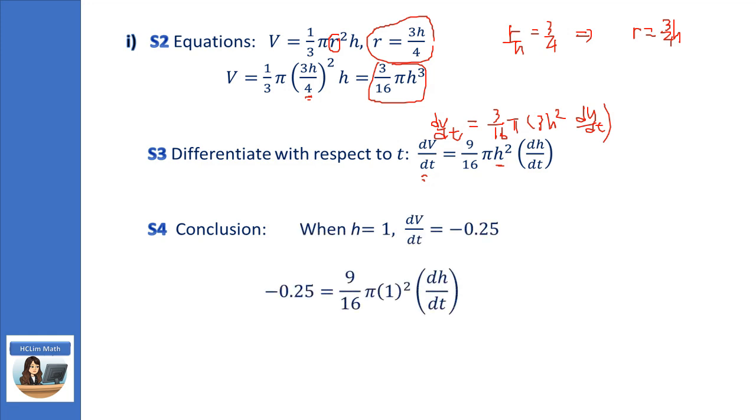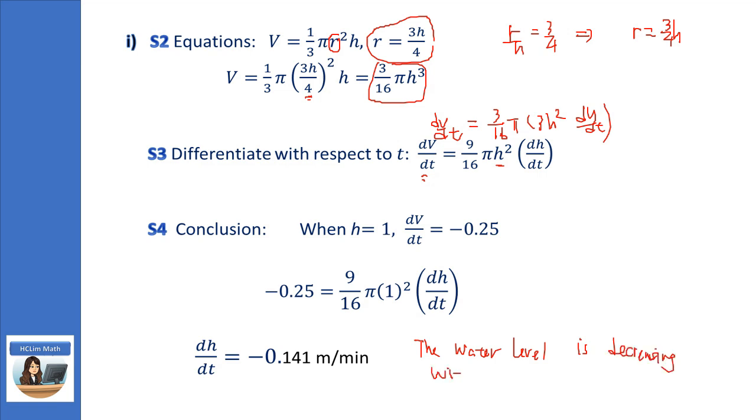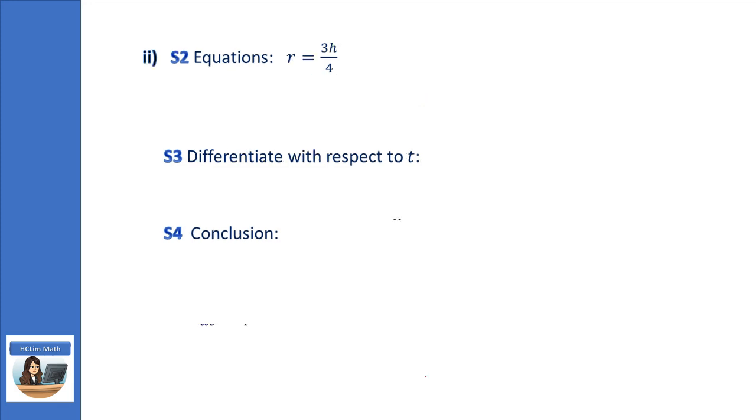Okay, I do the simple calculations. So I may have my dh/dt as negative 0.141 meters per minute. So that means that the water level is decreasing with the rate of 0.141 meter per minute.